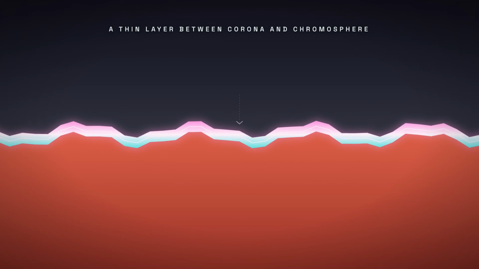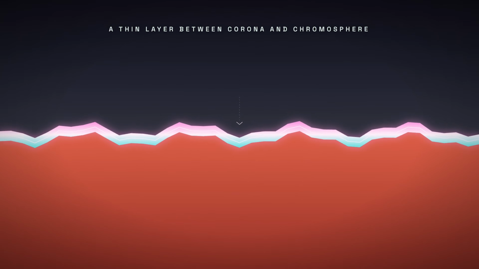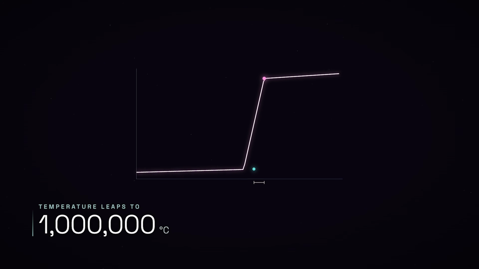Transition region. The transition region is a thin, irregular layer between the corona above and the chromosphere below. Across a span of only a few hundred kilometers, the temperature leaps from around 20,000 degrees to hundreds of thousands of degrees. This dramatic jump is one of the least understood features of the sun.